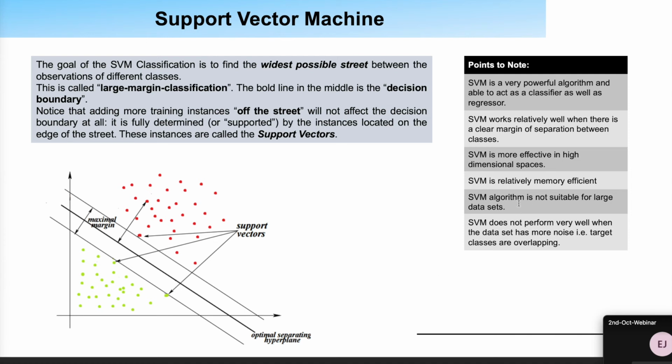and it can work in high dimensional spaces with relatively low number of data points. It can be successful. As I explained, it does not perform very well with data sets where there is more noise and target classes are overlapping. So if you have outlier classes, then it doesn't work that well. It actually expects clearly linearly separable classes.